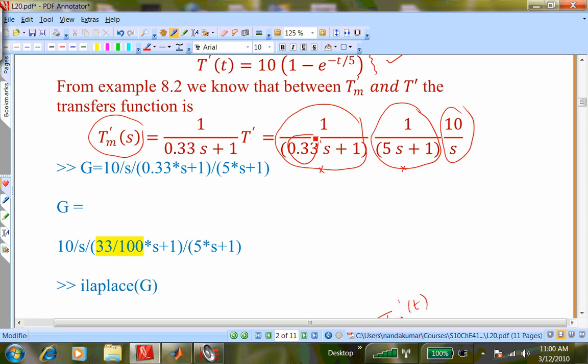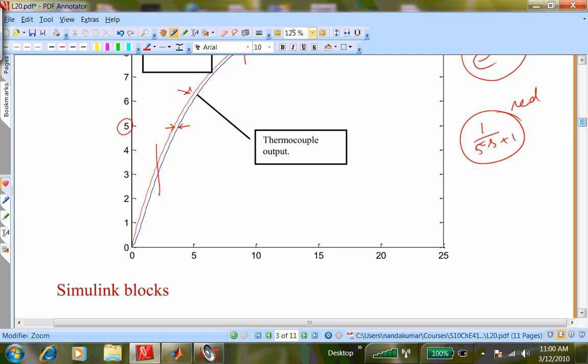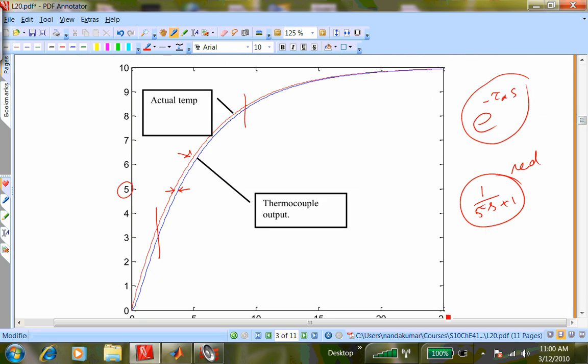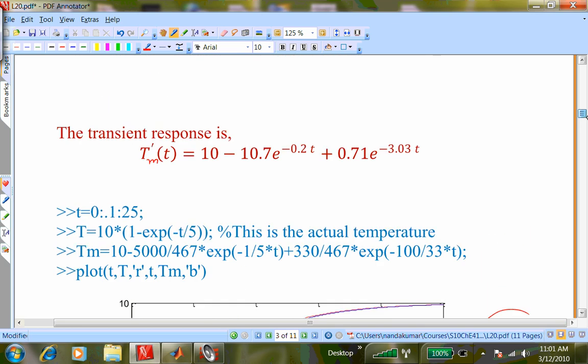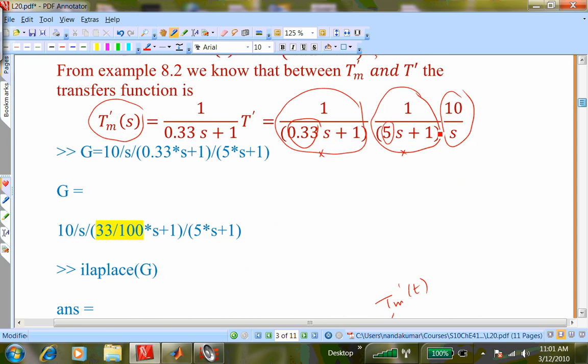The reason that these two curves are very close to each other is one time constant is 5. That's the one that determines the general shape of the curve. For example, how long does it take? It takes about 25 minutes to reach about 99%. That general shape is determined by the dominant time constant, which is for the process, which is 5. But the slight delay is 0.33.